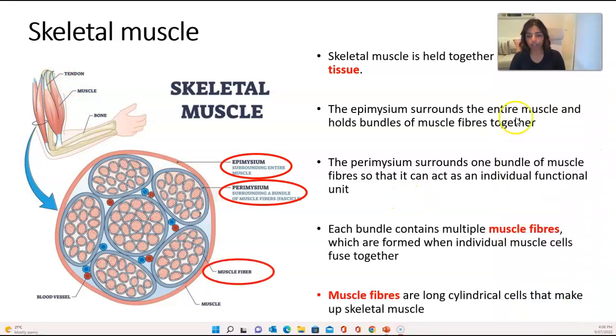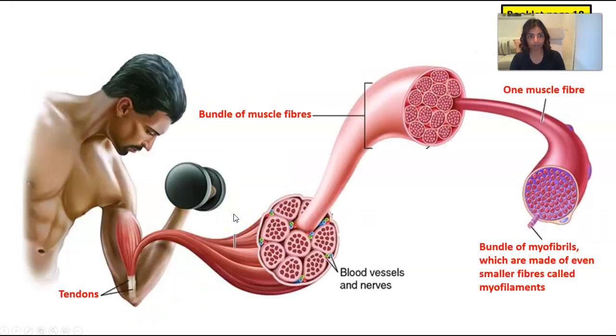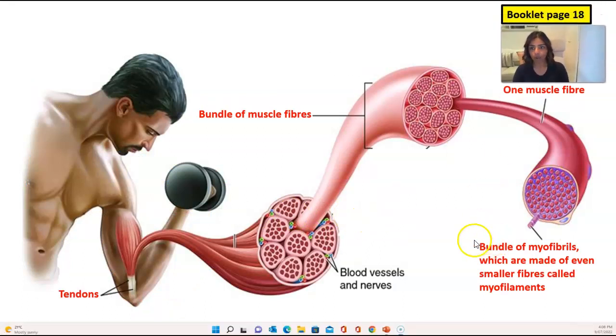Now, just to remind you, a muscle fiber is a long cylindrical cell, and this is what makes up skeletal muscle. So you have muscle fibers that are enclosed together in bundles, which makes up the entire skeletal muscle. Now if you look at page 18 of your booklet, you'll see a diagram similar to this. So we're just going to fill out part of it.